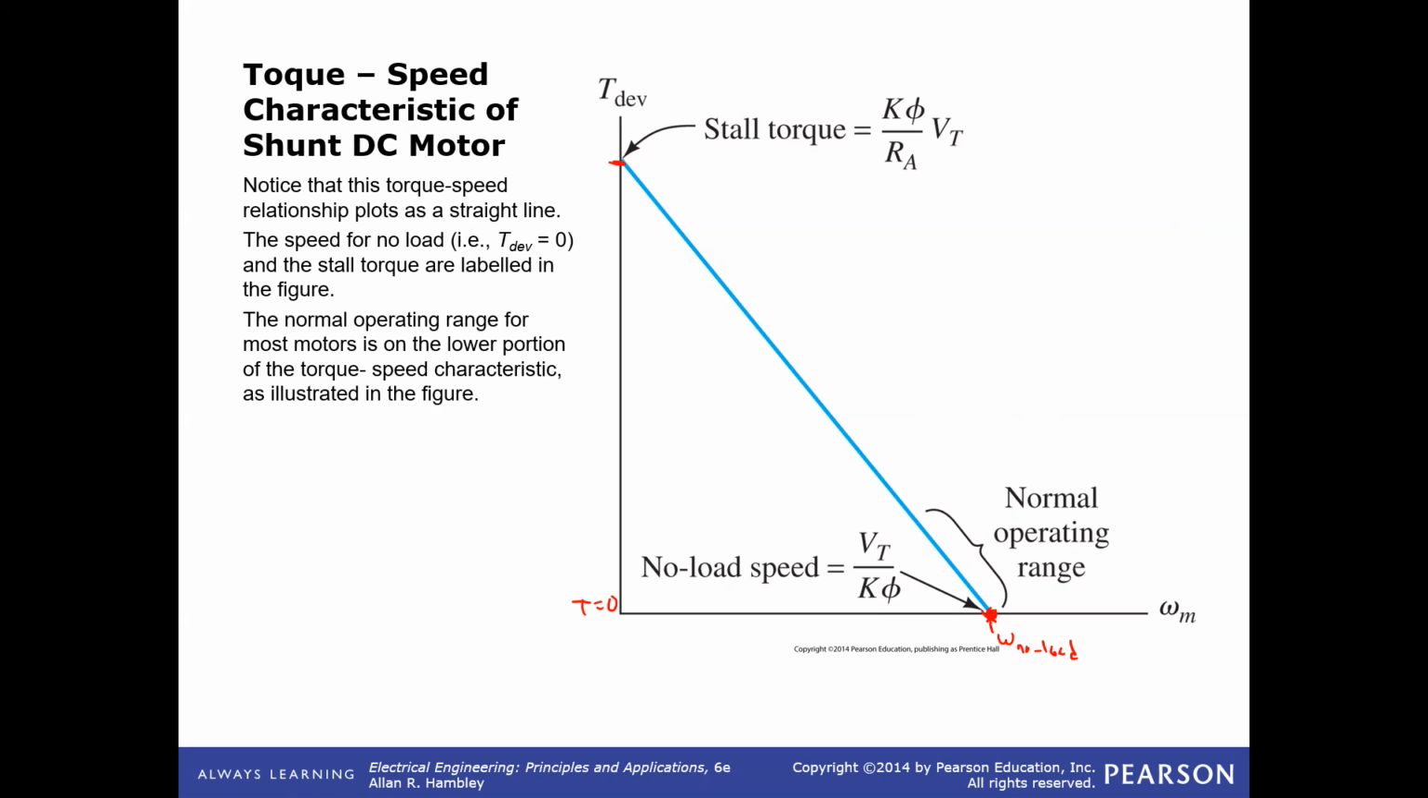And at this point, this is what we call the stall torque. Stall torque means that the motor is not rotating. It is the value of torque if you want to avoid the rotation, or you want to counter the rotation of the motor. So you need to connect the motor with a torque which has the value of the stall torque, which you can calculate by using K flux over RA times VT.